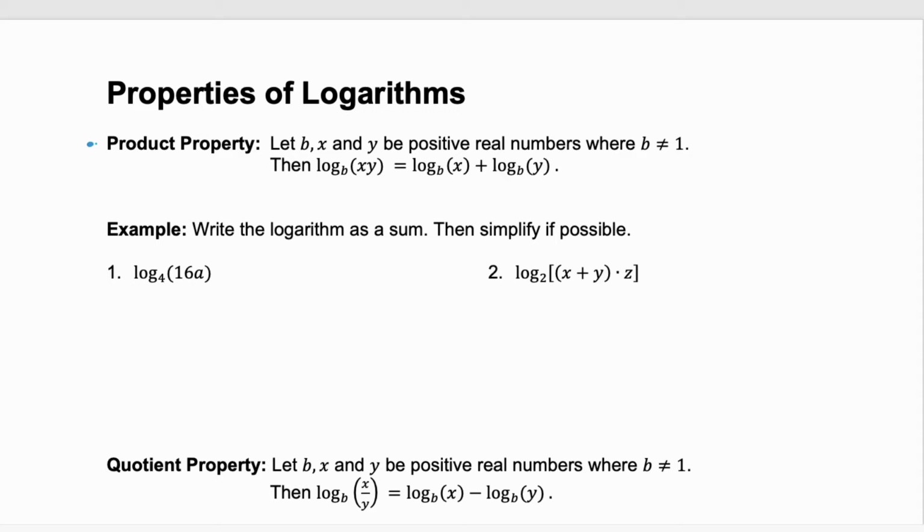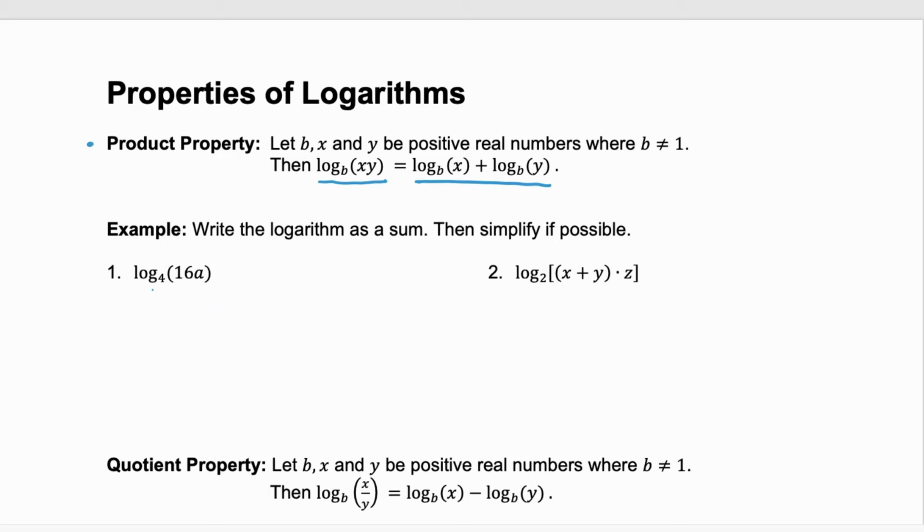And for all of these properties, we're going to let b, x, and y, any variables we're using, be positive real numbers, and our base b cannot equal 1. So for the product property, if you have log with base b and an argument x times y, you can separate that multiplied argument into two separate logs. You keep that same base, so it's log b, and you separate those arguments. Let's use that in these next two examples.